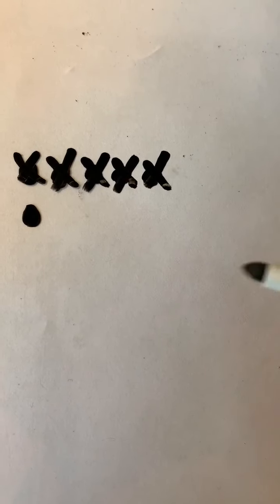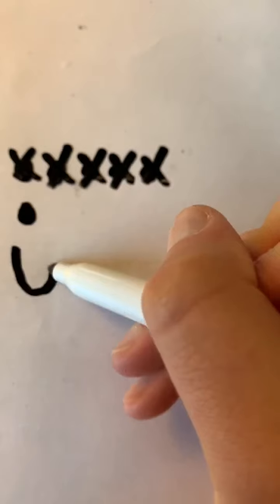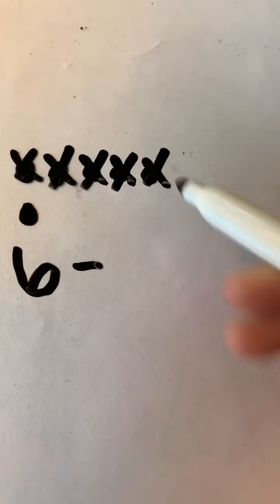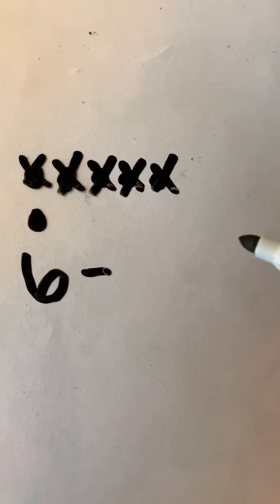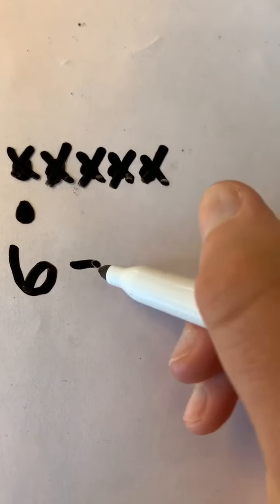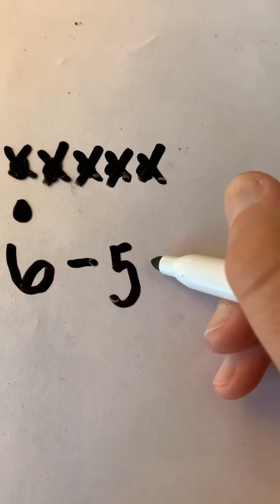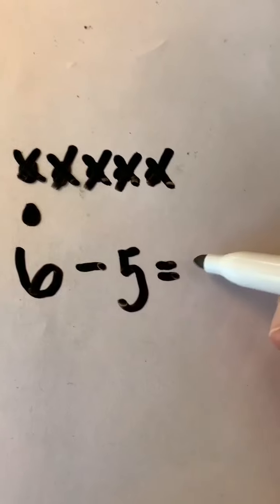So how many dots did we start with all together? We started with 6. And remember, we show take away using the minus sign. How many dots did we take away? How many did we cross off? If you said 5, you are correct. 6 take away 5, and how many are we left with? We're left with just 1.